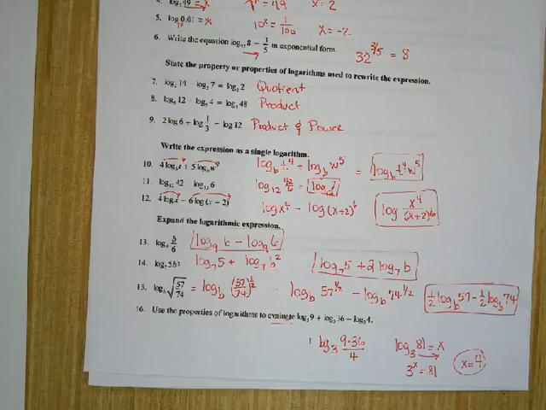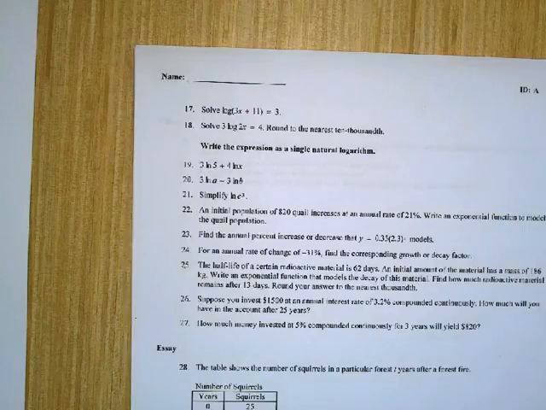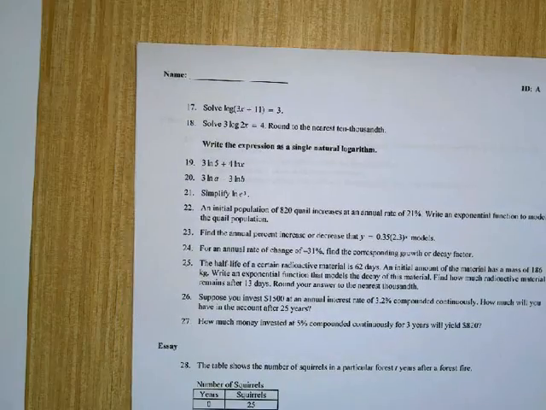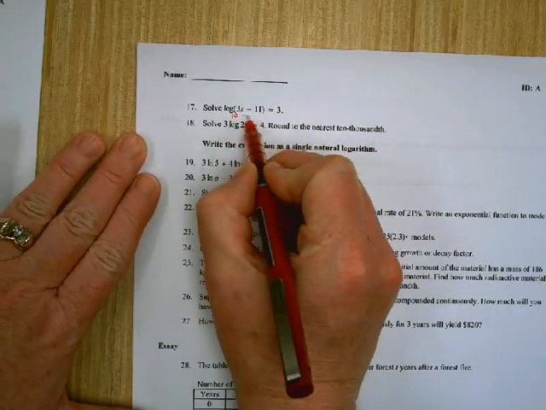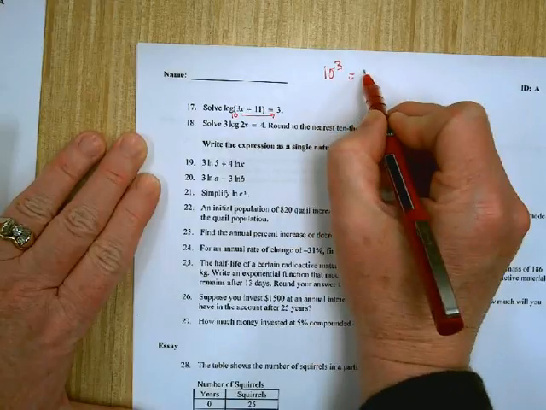Next page. Solve. Well, this is base 10, so the 10 picks up the 3. 10 to the 3rd power equals 3x plus 11. What is 10 to the 3rd power? 1,000 equals 3x plus 11.